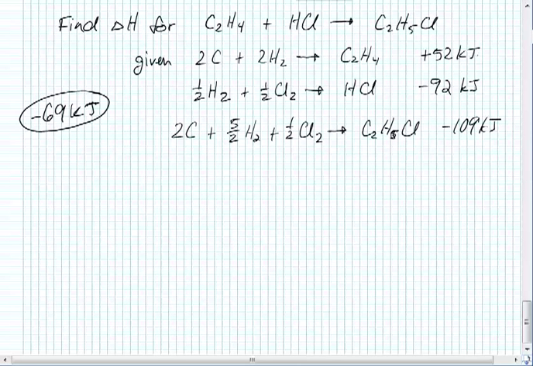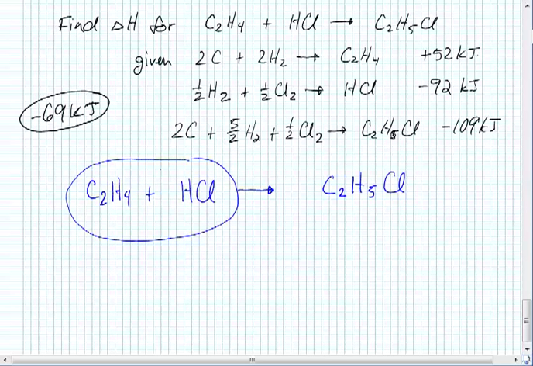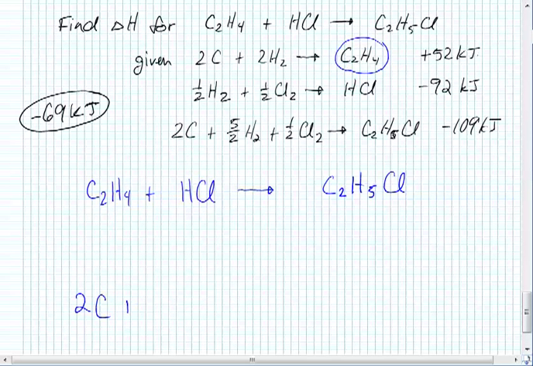Let me just rewrite it right here below. There it is, the halogenation, if you will, of ethene to make a halogenoalkane. We're going to first of all look for these reactants in one of my other reactions. Either C2H4 or HCl, and I see that I have C2H4 right there, and it's produced by carbon and hydrogen. So I can put that down below and say if I have 2 carbons plus 2 hydrogens, then that will make that.